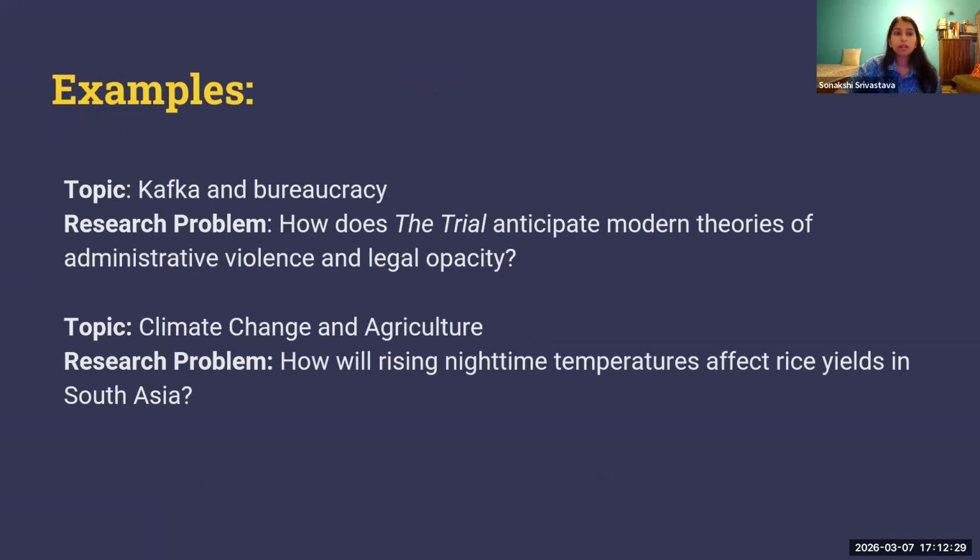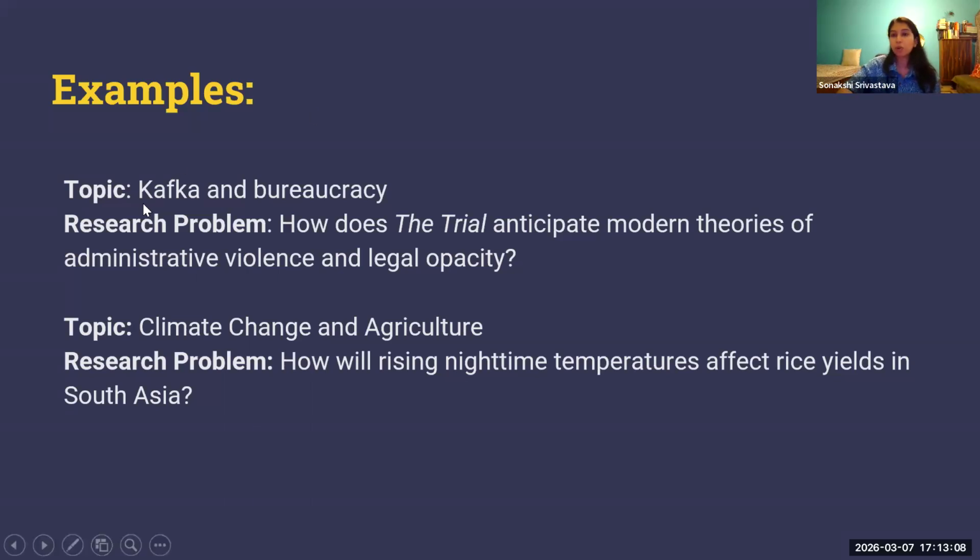For example, a topic could be Kafka and bureaucracy, but a research problem would be how does The Trial anticipate modern theories of administrative violence and legal opacity? Now, this is a topic from the humanities, from literature. One possible topic from sciences could be climate change and agriculture. And a research problem that arises from this particular topic is how will rising nighttime temperatures affect rice yields in South Asia?